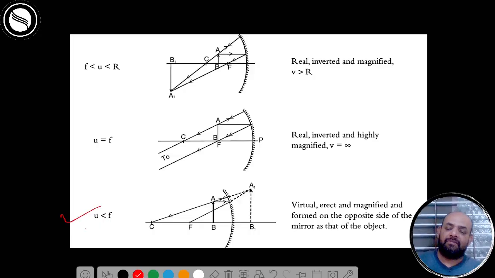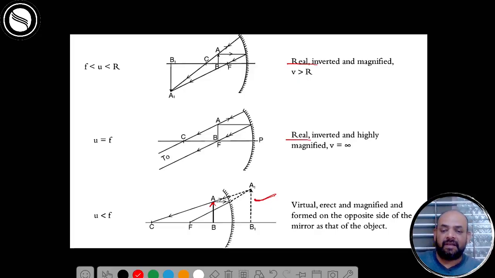Now the last situation of the concave mirror. Last situation, when you have to place the object between focus and pole. This situation is unique, because here the image formed is virtual, not real. In all 5 situations the image was real, but here we have a virtual image.